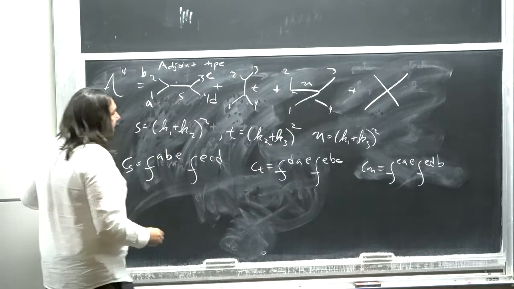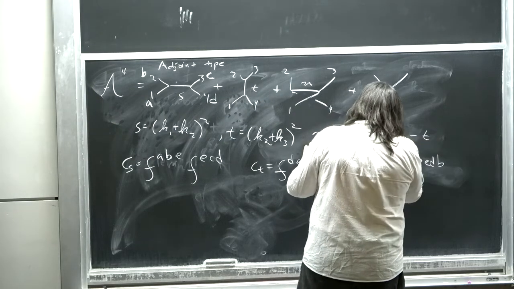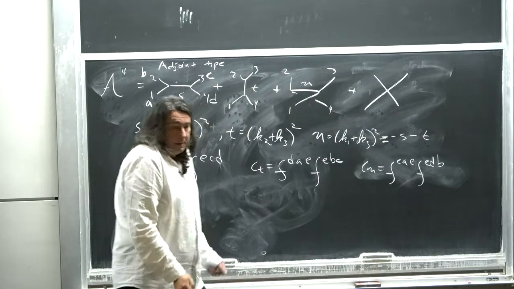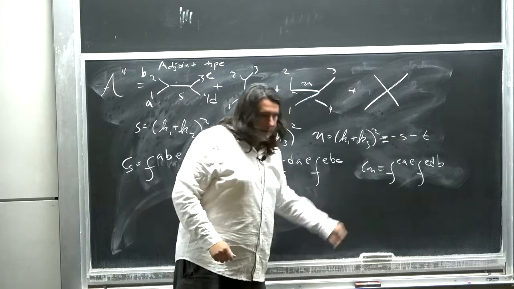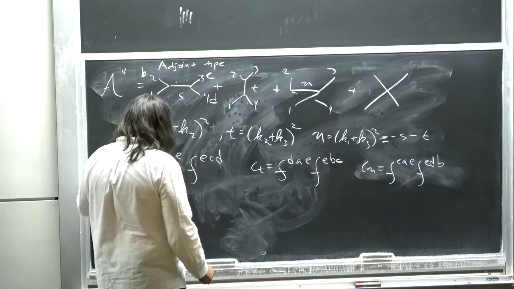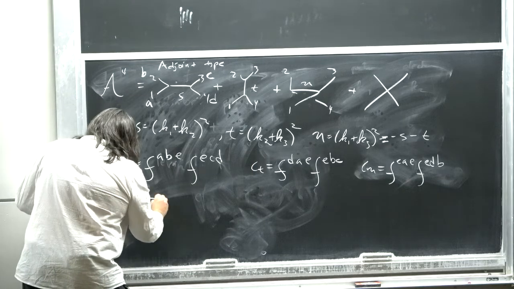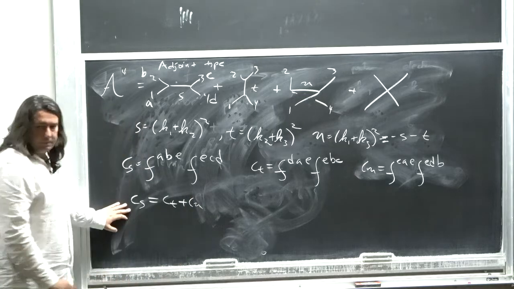Ooh, I didn't say something important about U. U equals minus S minus T for on-shell massless. This is important: on-shell, conservation of momentum means U equals minus S minus T. These guys obey a Jacobi relation: CS equals CT plus CU. Okay?